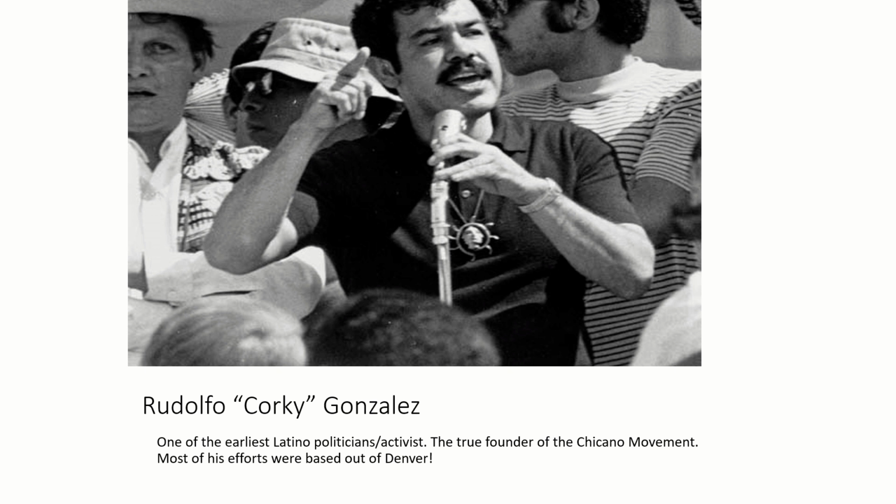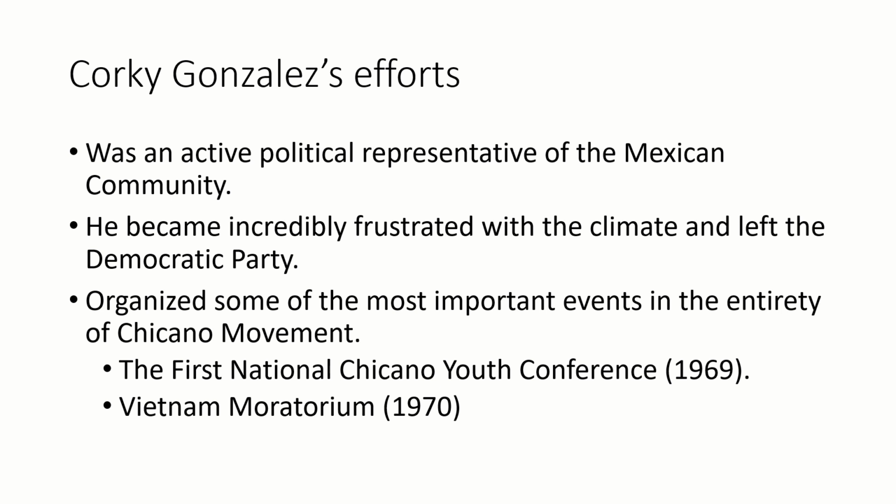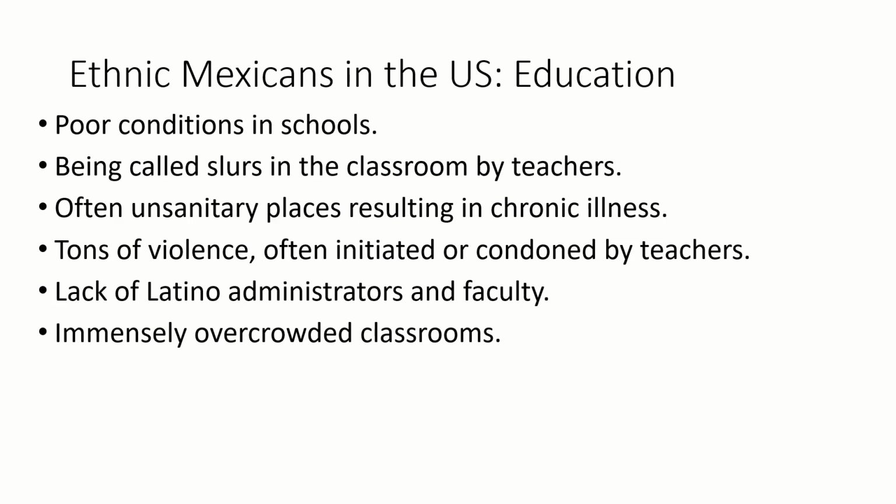And so a political organization is needed. This man, Rodolfo Corky Gonzalez, becomes one of the earliest organizers of young, politically minded Chicanos. He's based out of Denver, and he organizes a lot of new types of meetings because he did not believe that the Democratic Party was representing Mexican Americans well. So he organized the National Chicano Youth Conference, the Vietnam Moratorium, in which he sought to bring together the next generation of Mexican Americans in order to try to effect change.